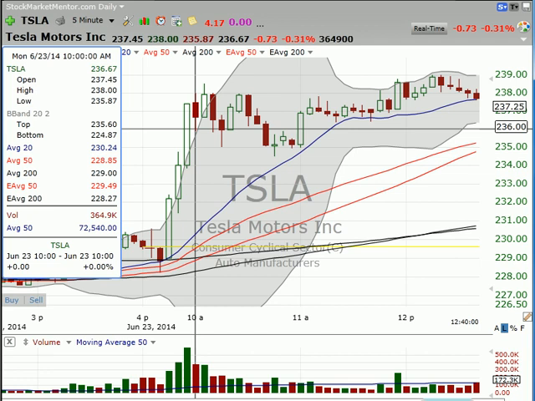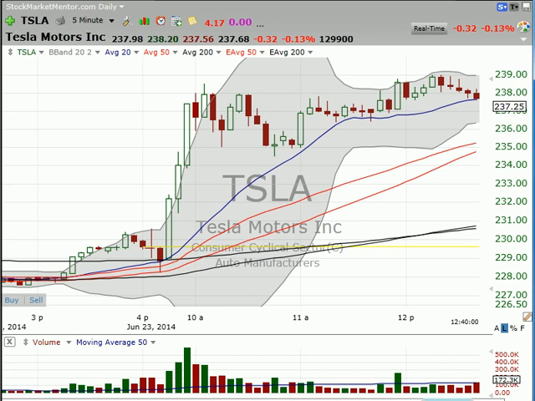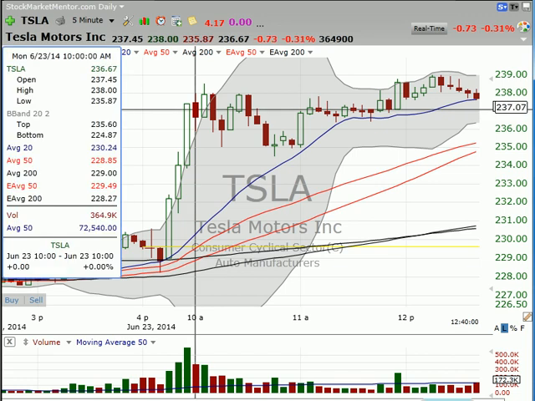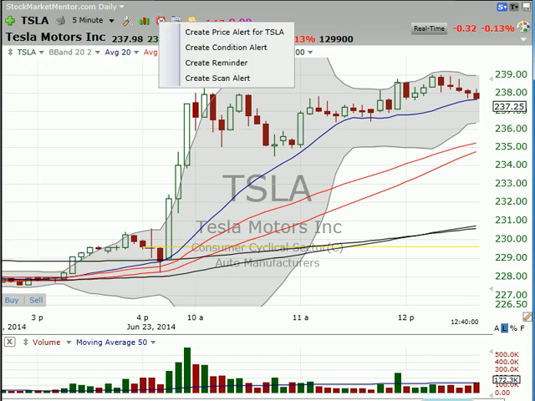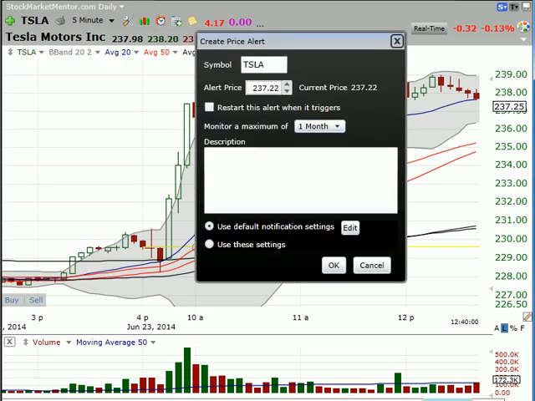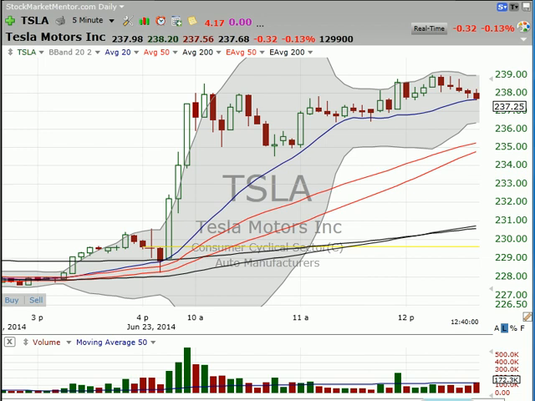But then I'd also want to look down here and say, okay, if Tesla starts falling below this candlestick, because look, it's outside the upper Bollinger Band here, it's not going to last for too long, so maybe I would consider a short. 235.87 is the low of this candlestick, so I might set an alert at, say, 235.80. Okay, now I have got this bracketed. Here's the high, here's the low, and I've got this bracketed.